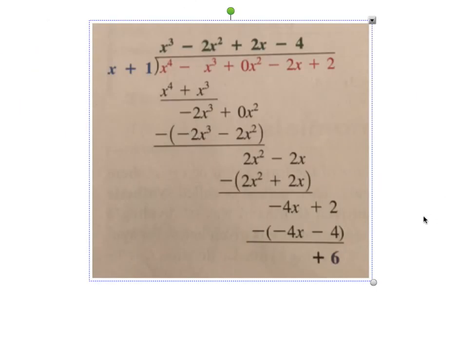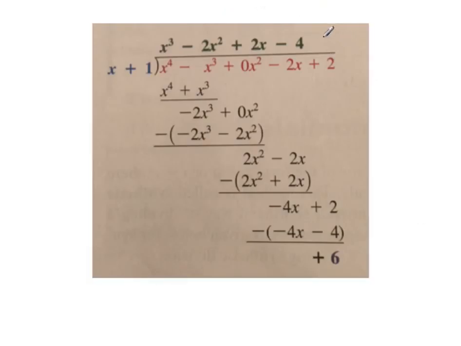And here's the answer. And this had a remainder of 6. So up top, I'm going to write plus 6 over x plus 1. And this is a nice special case. You'll notice that we're dividing by a linear factor. And when that happens, there's another procedure we can use for our division.